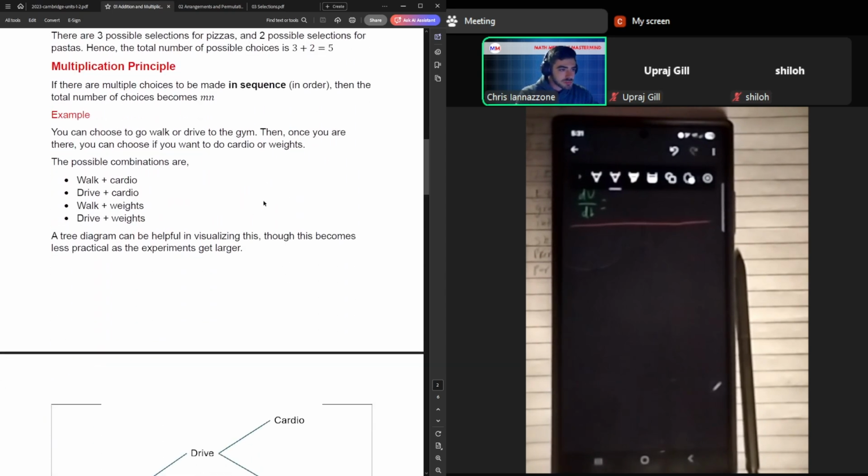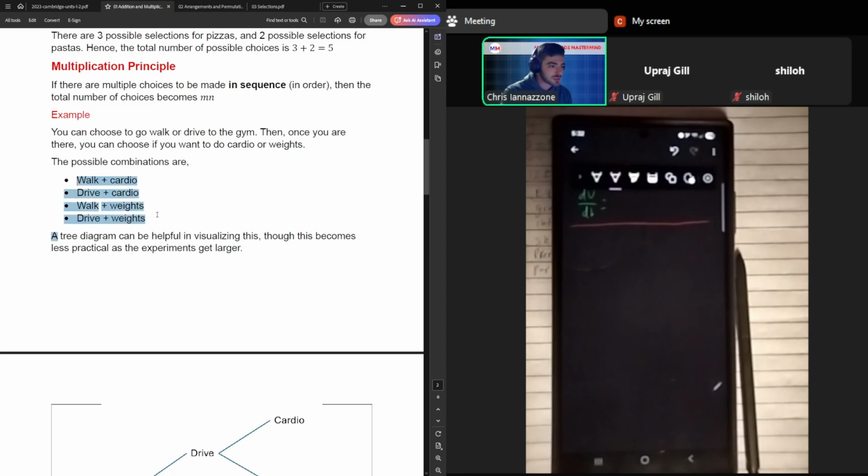For multiplication principle, kind of similar, but this time you're dealing with things that are happening in sequence. So under those circumstances, you would multiply when it's in sequence. The example that I have here is choosing to either walk or drive to the gym, and then once you're at the gym, you can choose to do either cardio or weights. And so that's 2 choices for mode of travel, and that's 2 choices for exercise. Those choices are made in sequence, hence they will multiply.